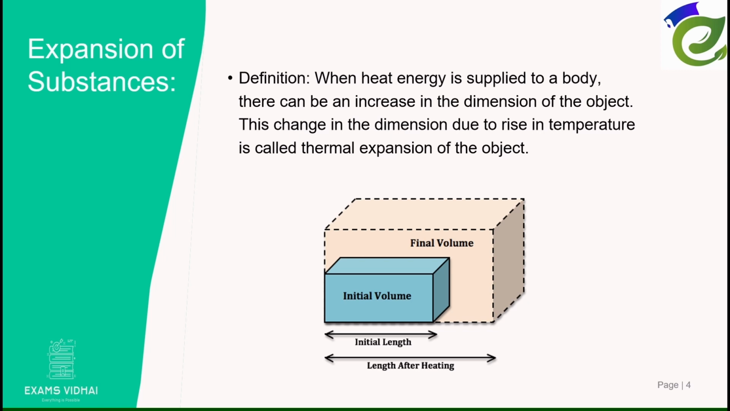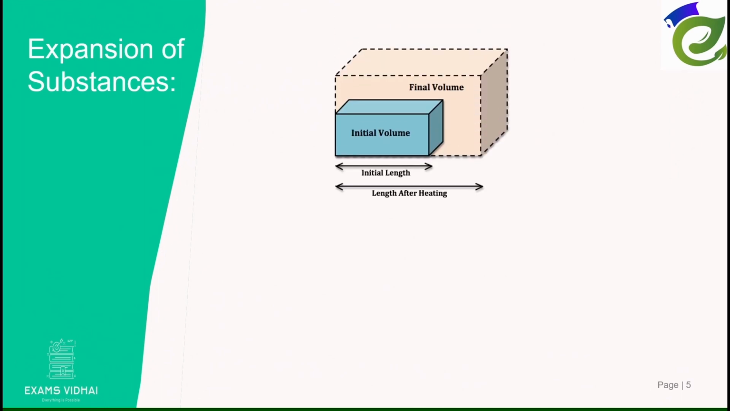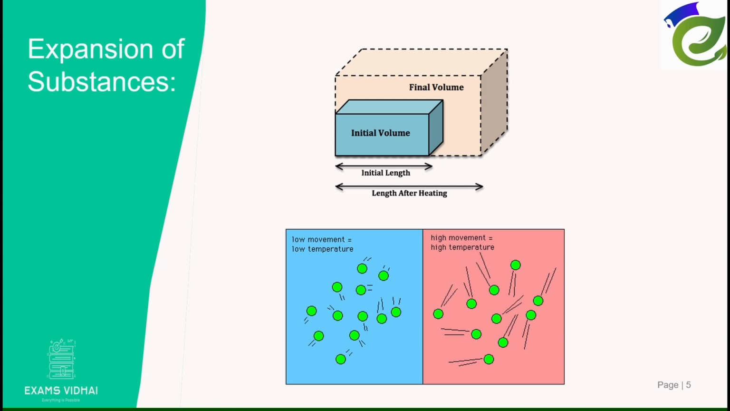So, why do substances expand when heat energy is supplied to it? As we saw in our previous video, when the heat energy is supplied, temperature of the substances rises, which in turn means that atoms are going to move faster with higher kinetic energy. When this happens, the atoms hit or collide with the walls or surface of the body with higher force. This in turn leads to increase in the dimension of the object, that is, it expands.